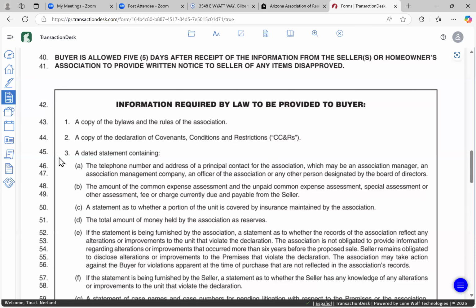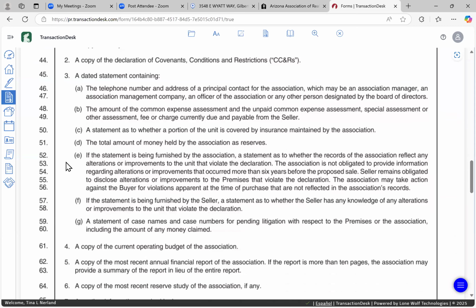The amount of the common expense assessment and the unpaid common expense assessment, special assessment, or other assessment fee or charge currently due and payable from the seller. A statement as to whether a portion of the unit is covered by the insurance maintained by the association, the total amount of money held by the association as reserves. If the statement is being furnished by the association, a statement as to whether the records of the association reflect any alterations or improvements to the unit that violate the declaration.